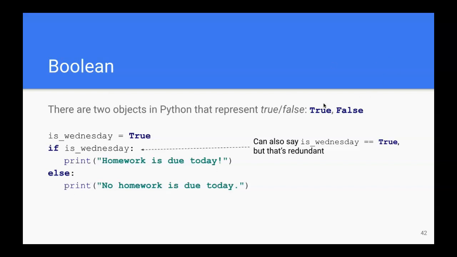So you can use these two. I mean, I say they're objects, but you can think of them as just meaning true or false. You can use these two words in places where you want to say whether something is true or false.